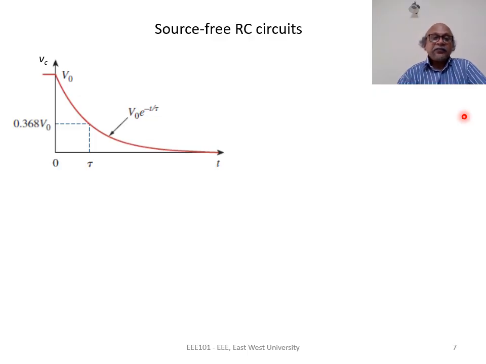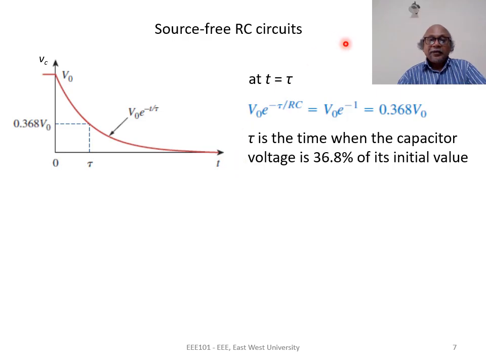Now, what is the significance of tau? If I put t equal to tau here, then the capacitance voltage is V naught e to the power minus 1, which is equal to 0.368 V naught. So it can be argued that the time constant tau is the time when the capacitor voltage is 36.8% of the initial value.